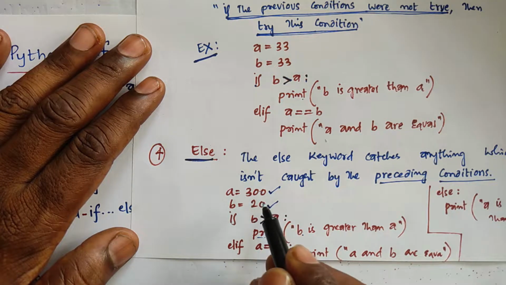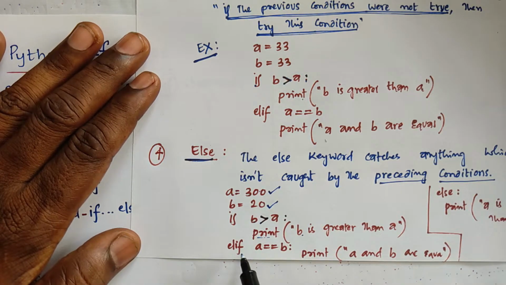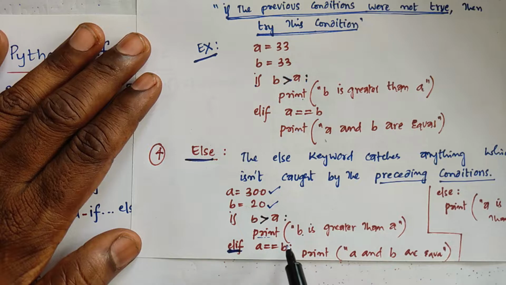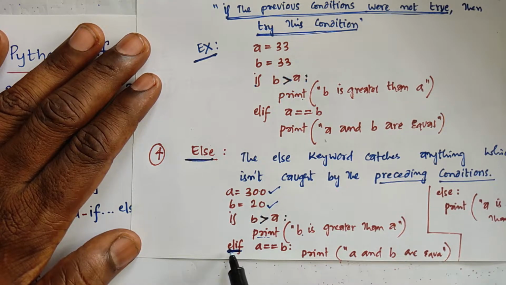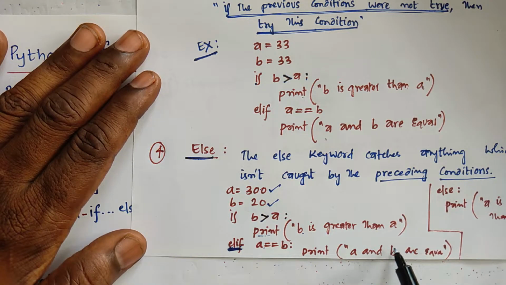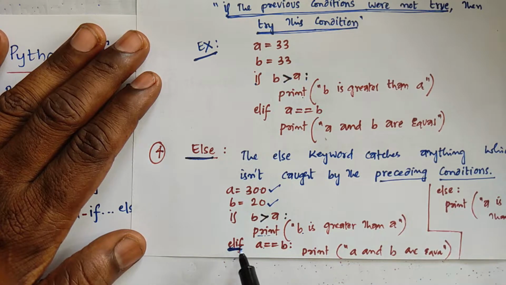But here A value is 300, B value is 20, so that condition is not satisfied. Then, if the condition fails, what condition are we going to use? That is elif. If A is equal to B, print A and B are equal. But both are not the same, so the second instruction also fails.